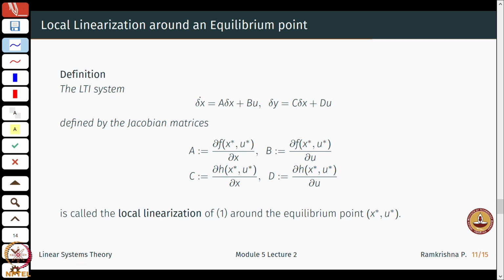So, the definition: I will do a quick derivation of this. The linear system delta x dot is A delta x plus B delta u, and delta y is C delta x plus D delta u, defined by these matrices. I will shortly tell you how to derive this. This system is called the local linearization of the nonlinear system around this equilibrium point. Whenever we talk of linearization, we will talk of linearization around a certain operating point. Okay. So, how do we derive these things?